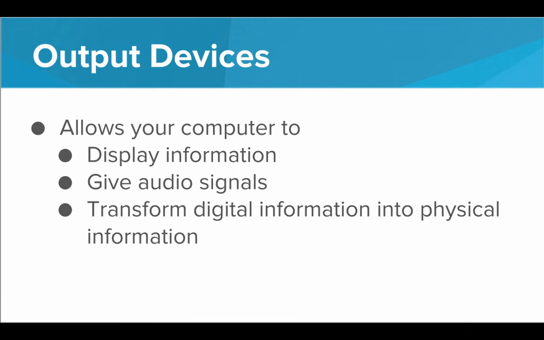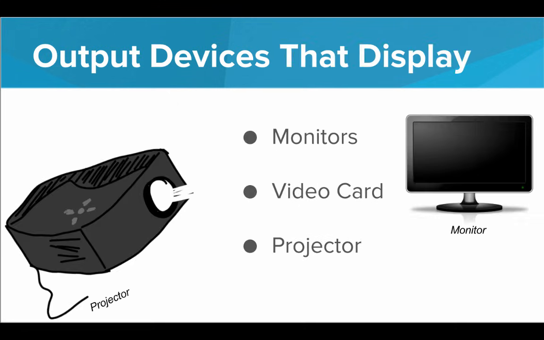So the output devices allow your computer to take that digital information, those ones and zeros, and actually do useful things with it. So if your computer reads the number 28, it might put a blue pixel on your screen. Or if it reads the number 32, it might put a yellow pixel on your screen. Things like this. It's taking those digital numbers behind the scenes and turning them into physical information.